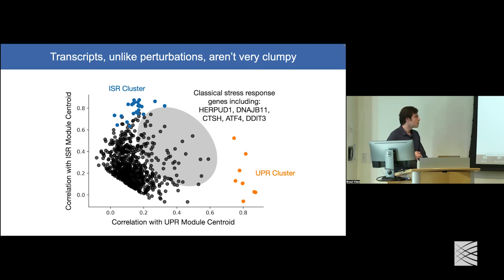But there are all these genes in between that seem to be activated both under conditions that activate the UPR and under conditions that activate the ISR. And one limitation of the clustering approach is that it just ignores these genes because they don't behave in this very discrete and unique way.